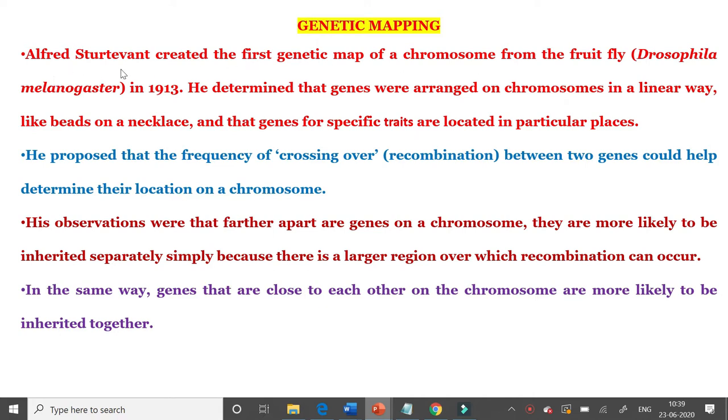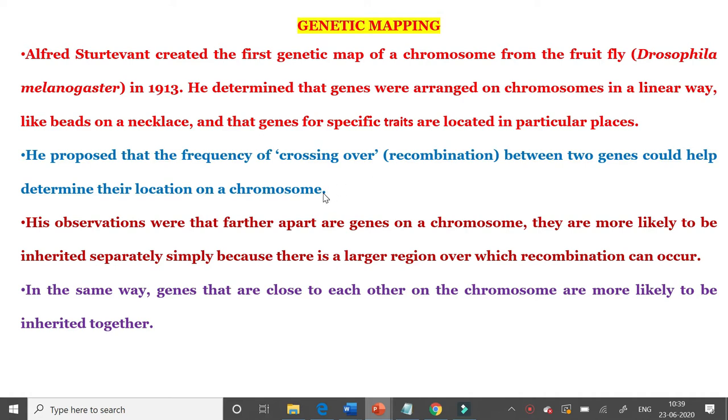Alfred Sturtevant created the first genetic map from the fruit fly Drosophila melanogaster in 1913. And as we know, the chromosomes, before undergoing the process of reproduction, undergo crossing over in meiosis 1 and prophase 1. This crossing over basically results in exchange of genetic segments between homologous chromosomes.